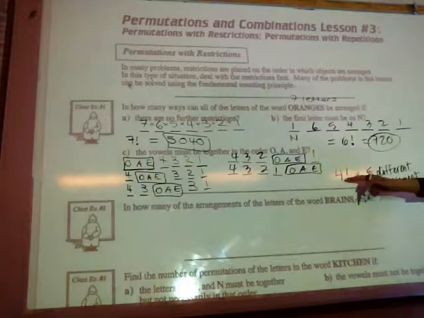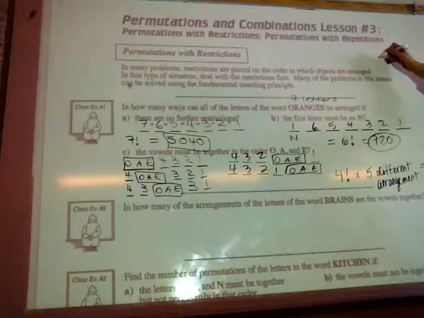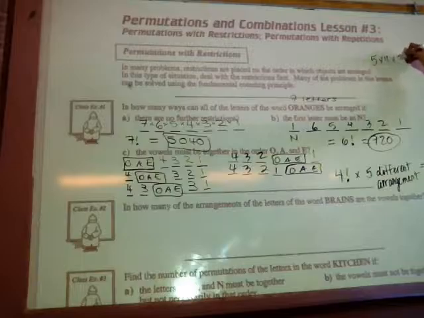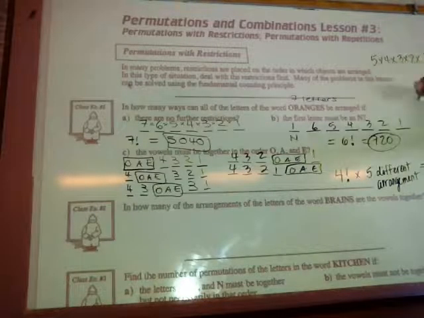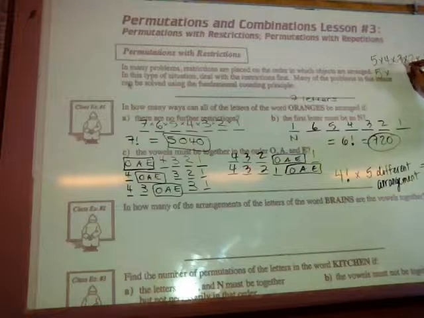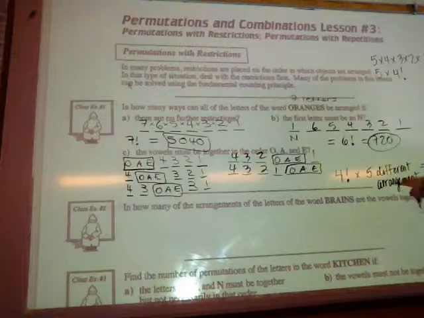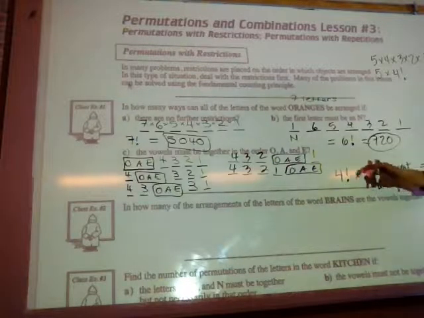5. So what's 5 times 4 factorial? It's 5 factorial. Remember, 5 times 4 times 3 times 2 times 1 could be written as 5 times 4 factorial. If we're multiplying by 5 different ways we can arrange OAE, then it's 5 times 4 factorial.